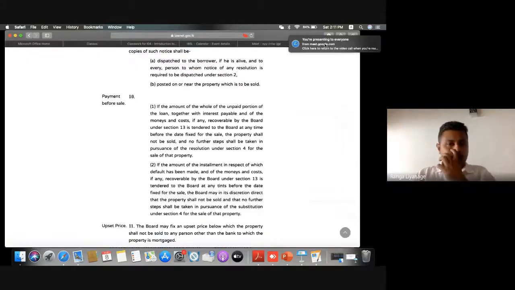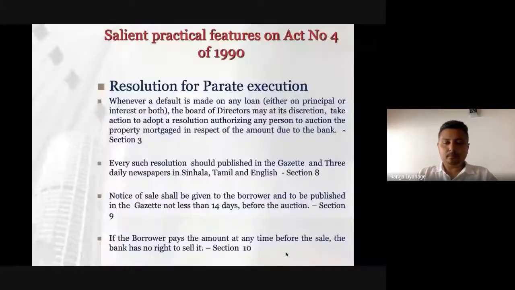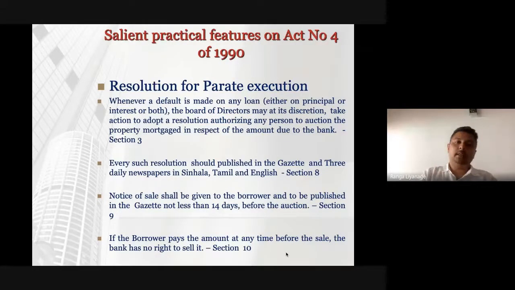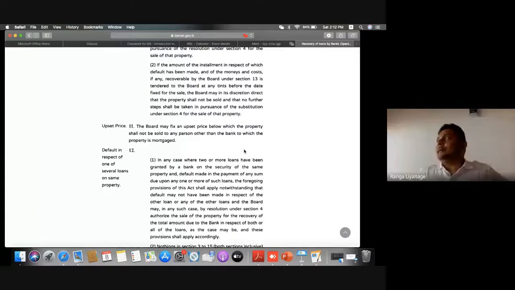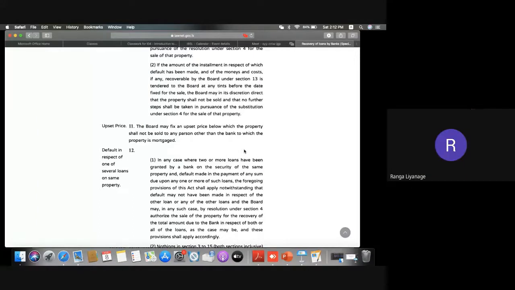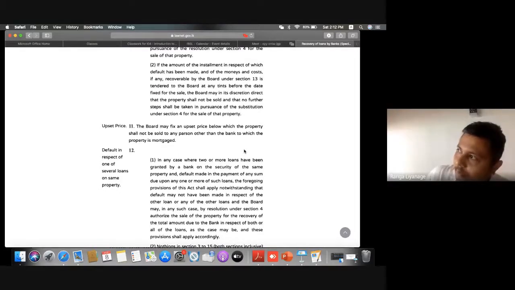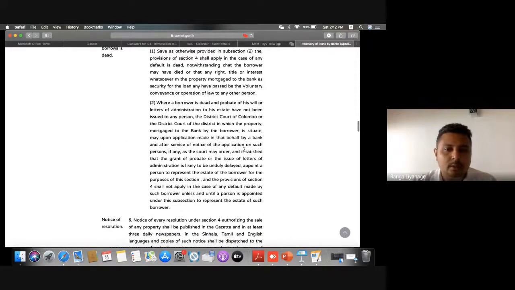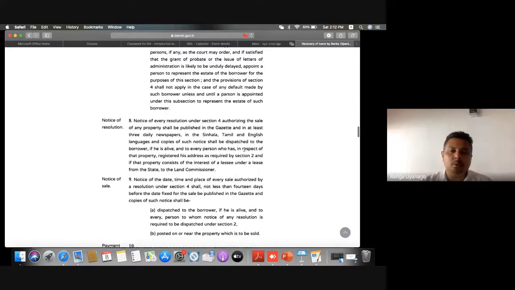Right. So getting back to our discussion, we go to section 11, again a very important provision called upset price. I presume everyone has heard the term upset before. Nevertheless, you remember the resolution passed by the bank to sell the property in section 4 or section 5, right? And then the notice of the resolution and the notice of sale. So two things, right? Notice of resolution, notice of sale.